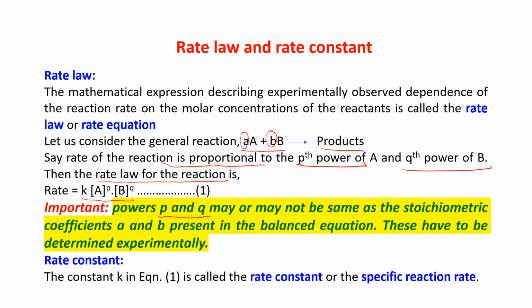What is rate constant? The constant k in equation 1, this one, is the rate constant, or it is known as specific rate constant. When you go to the following slides, you will find that the rate constant is specific for a specific order of reaction. It is very specific. So this is known as rate constant or specific rate constant.